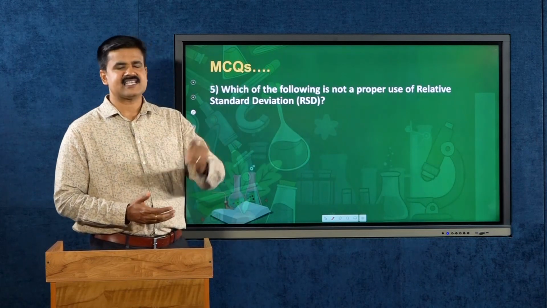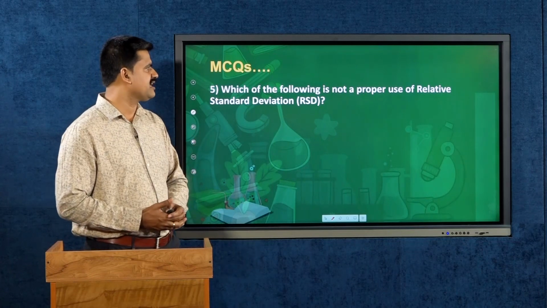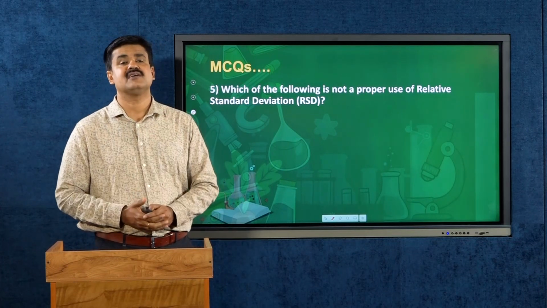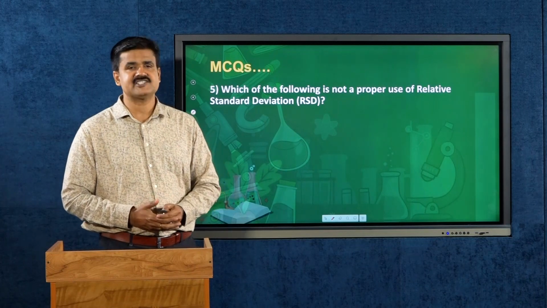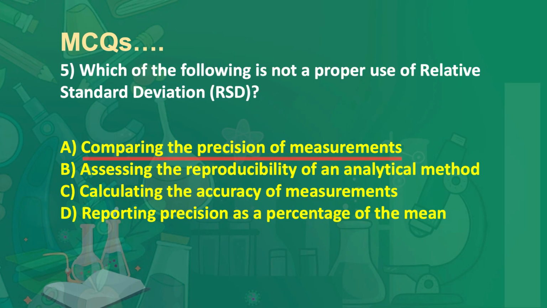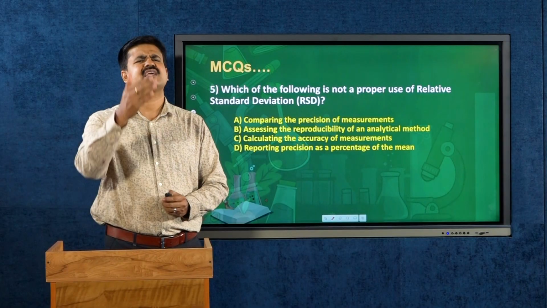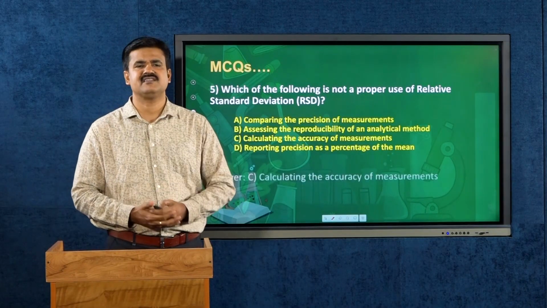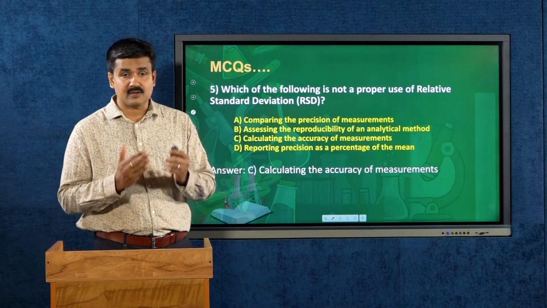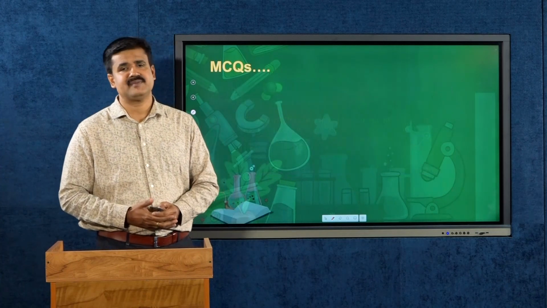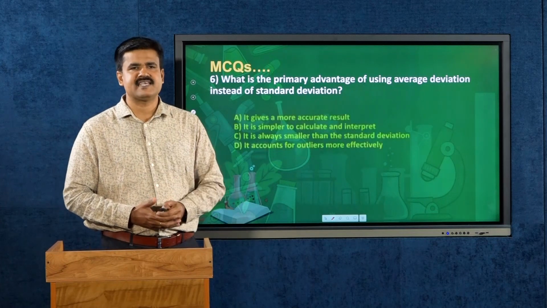Now, we are discussing another problem. Which of the following is not a proper use of RSD? That is relative standard deviation. These are the options. Comparing the precision of measurements, assessing the reproducibility of analytical methods, calculating the accuracy of measurements, reporting precision as a percentage of the mean. On careful analysis of these four options, you can arrive at the final answer as option C, calculating the accuracy of measurements.